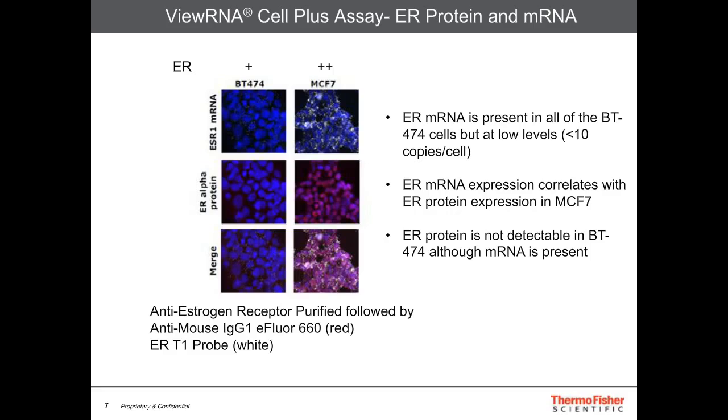In the MCF7 line, we're able to easily detect estrogen receptor alpha protein, and this is using an amplification step. So this is using a purified antibody followed by an anti-mouse IgG1 secondary with its fluorophore conjugated. And we see nice expression in the MCF7 line of the ER alpha protein in pink. Interestingly, in the BT474 line, we aren't seeing that expression of ER protein, which may indicate that when the levels of mRNA are this low, we don't get actual production of ER protein. Or it may indicate that the antibody is simply not sensitive enough to pick up and amplify and show the signal of protein that's there.